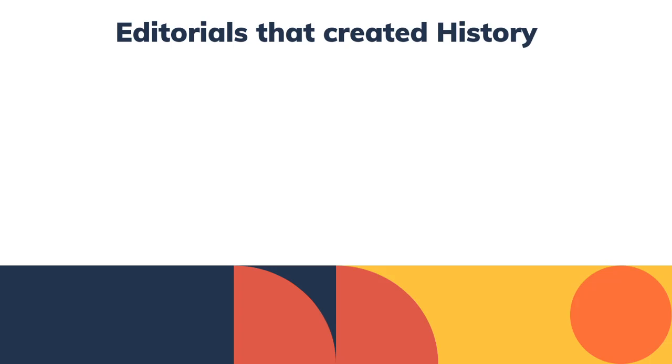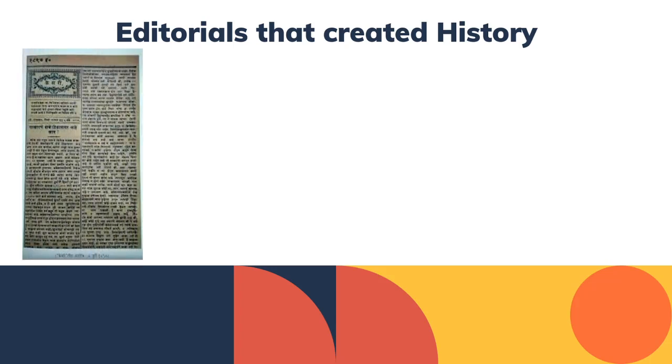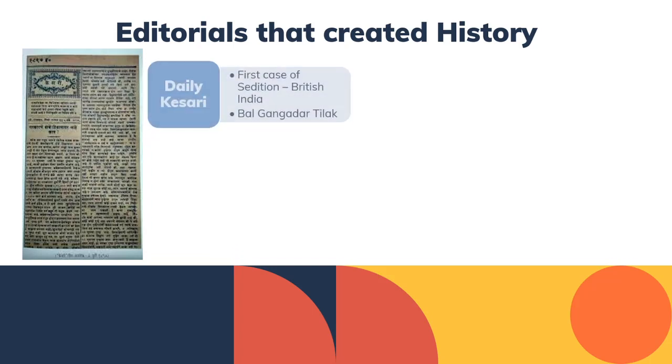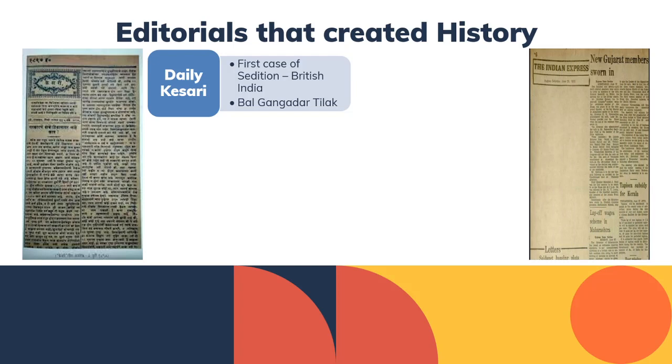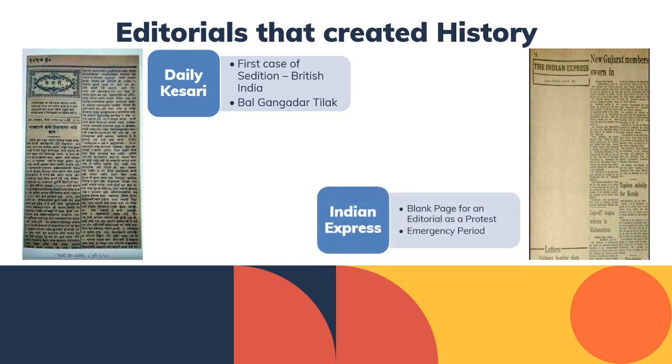In that line, we would like to share two examples of editorials that had an impact pre and post independence in India. The first clipping is from the newspaper Daily Kesari, and the editorial is written by Bal Gangadhar Tilak, who was arrested on grounds of sedition for condemning the actions of the British government. The second one is from the Indian Express, where a blank page was published in place of an editorial as a sign of protest against the emergency declared in 1975.